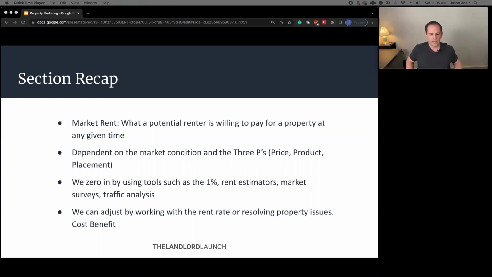Zero in on that market rent and the price by using those tools like the 1% rule, rent estimators, market surveys, and then of course analyzing the traffic that you're getting out of that so you can get that adjusted quickly to get your home rented. Because at the end of the day, that is the ultimate goal, to get the home occupied by a qualified applicant who's going to pay rent and take care of your home. And then also, like with the 3 Ps we were just talking about, you can adjust the property issues as well if that makes more sense for you financially.